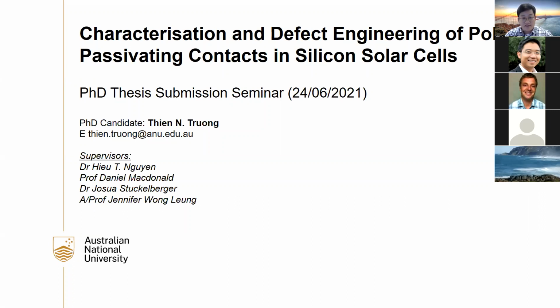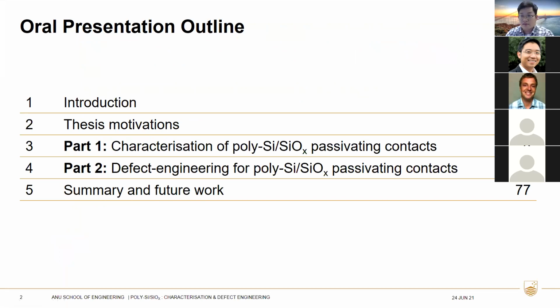This presentation is a summary of my PhD work on the characterization and defect engineering for polysilicon passivating contacts in silicon solar cells. So let's start with the outline of my talk. We will first start with an introduction and then the thesis motivations. Then we will jump into the two main parts of this thesis: the characterization and the defect engineering for the silicon oxide passivating contacts. And finally, a summary and future work will conclude my talk today.